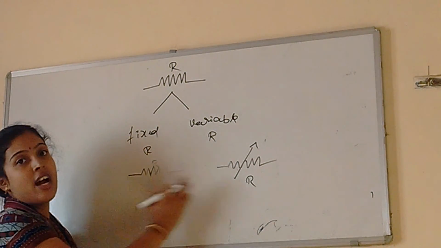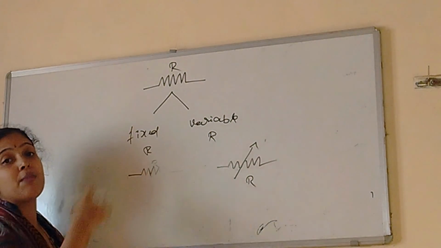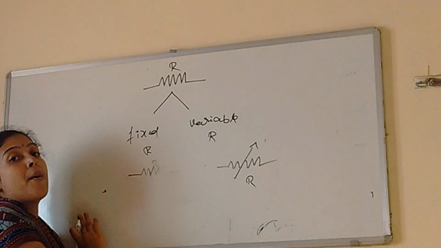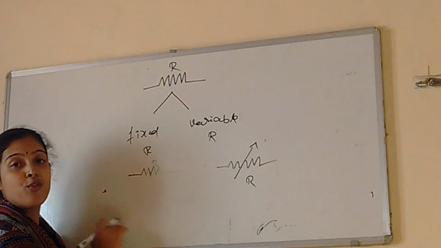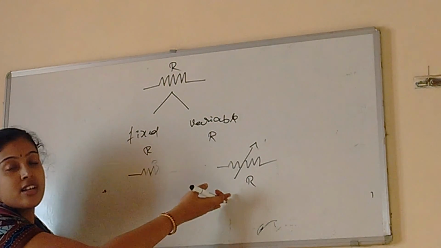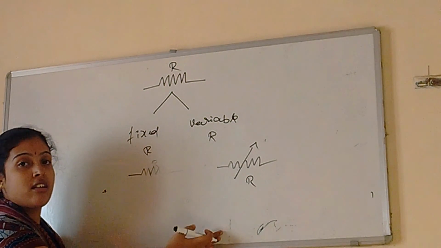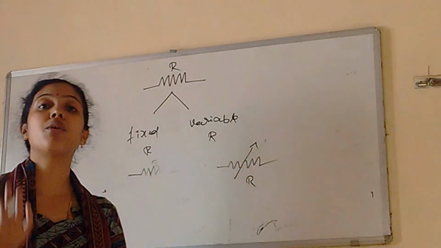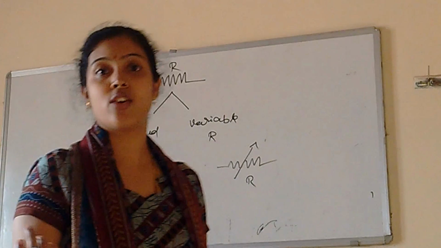Clear? Fixed resistor and variable resistor. And there are so many types of fixed resistor: carbon composition resistor, metal film resistor, wire wound resistor, and SMD surface mount resistor, and presets and rheostats as variable ones. So there are so many types of resistors, and we'll study about those in the next class.